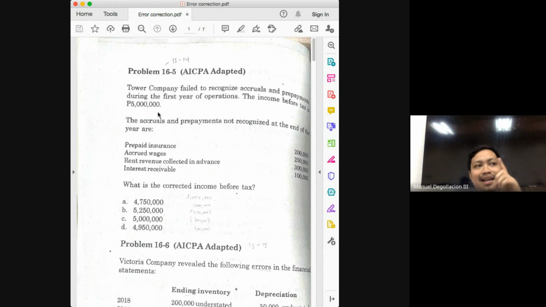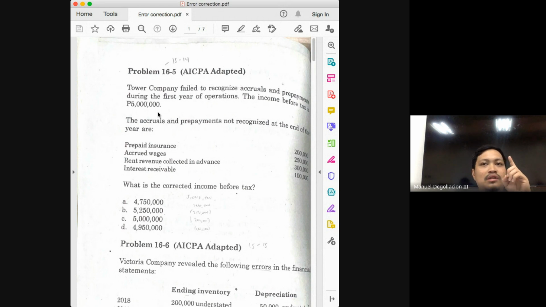But since we did not, what then was the effect? Our salaries expense is understated and our liabilities are also understated. Okay, but focus on your salaries expense. What was our failure here? We failed to record salaries expense.